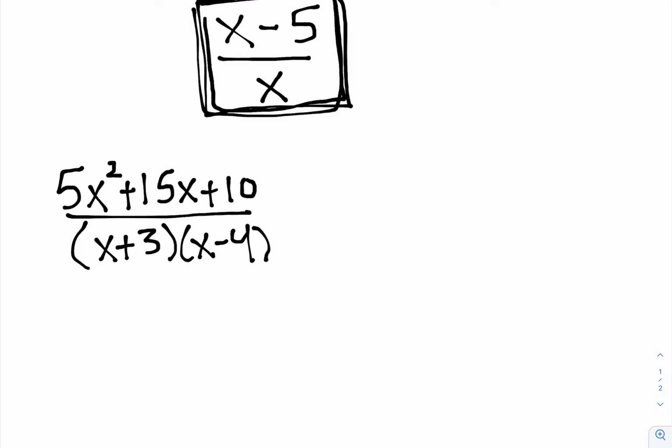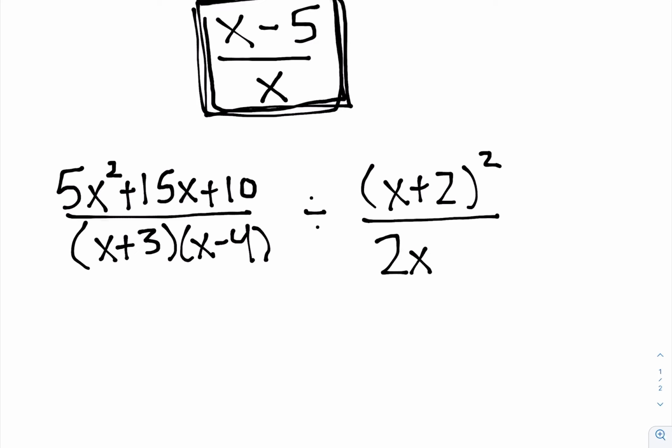Okay, and let's say we're dividing that, got a divide sign here, by (x plus 2) squared over 2x minus 8. So for this one, they made it a bit easier. They gave some things in factored form, some things we still have to factor, but the main difference is that now there's a dividing sign.